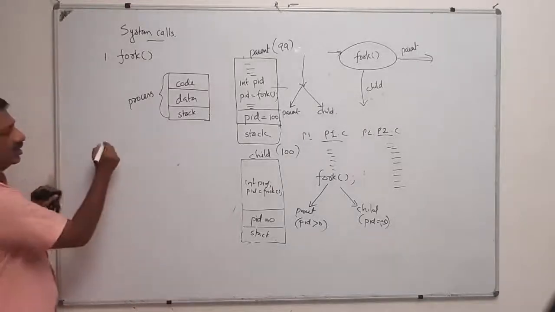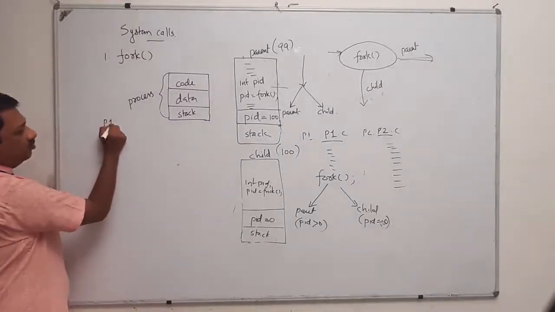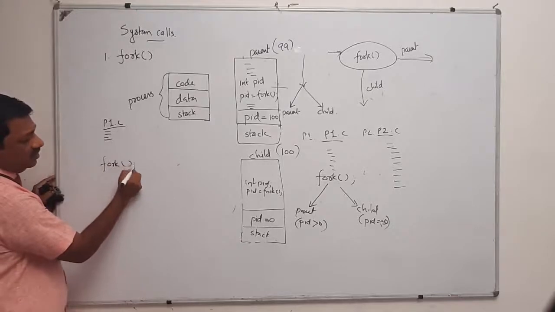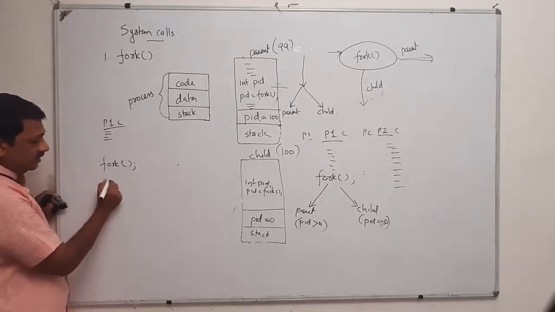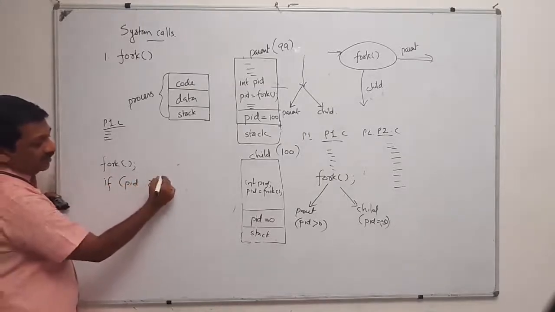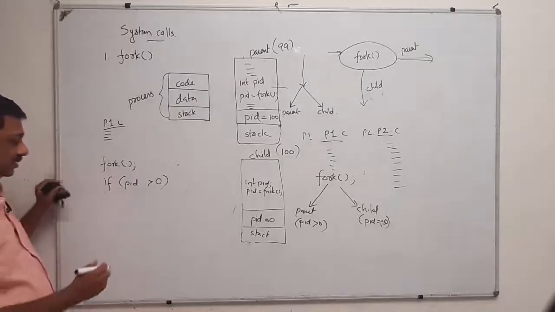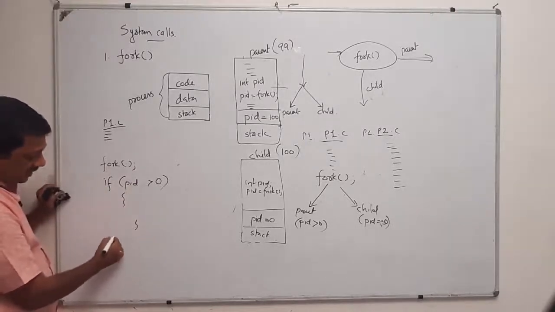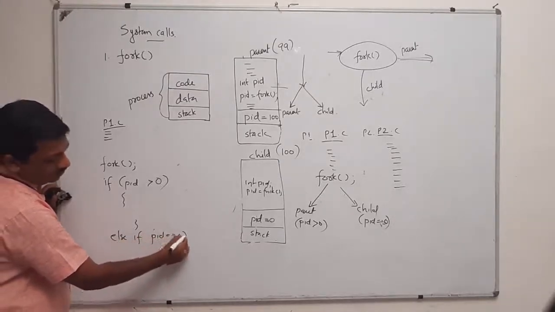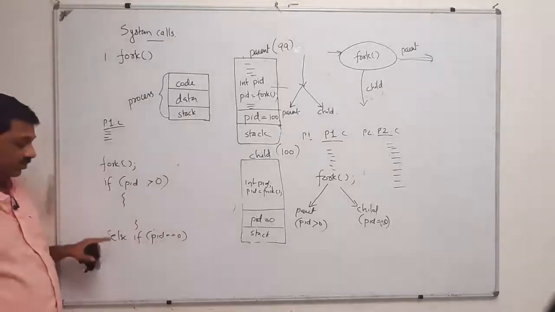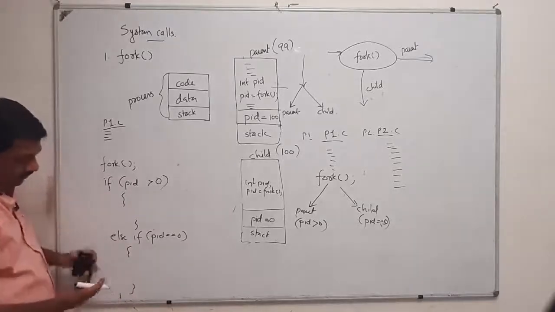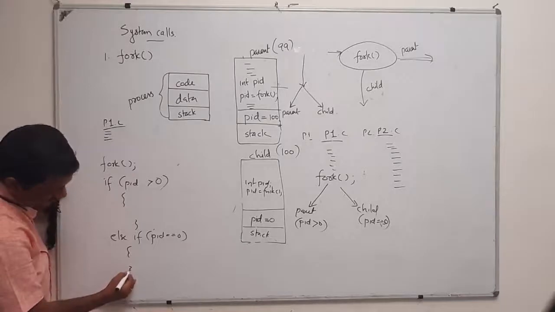That means you have a set of statements P1.c. This is the program, and here you have fork. Now the next statement is, if PID greater than 0, that means this is the parent. Now execute this. Else, if PID equal to 0, what will happen? You have to execute this. And here you have a set of statements for the execution of this.